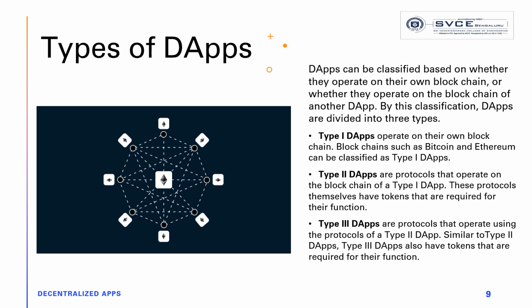Type 2 DApps are protocols that operate on the blockchain of a type 1 DApp. These protocols themselves have tokens that are required for their functions. Type 3 DApps are protocols that operate using the protocol of a type 2 DApp. Similar to type 2 DApps, type 3 also have tokens that are required for their function.